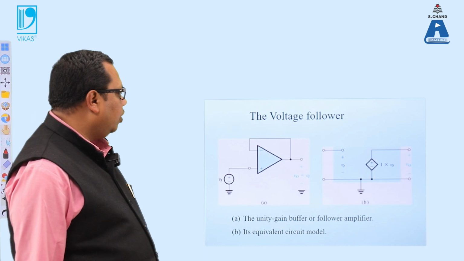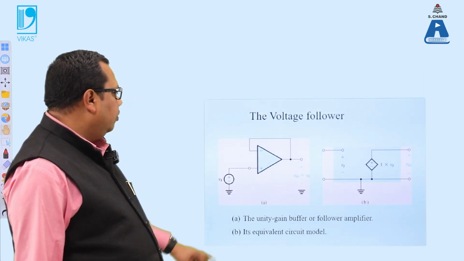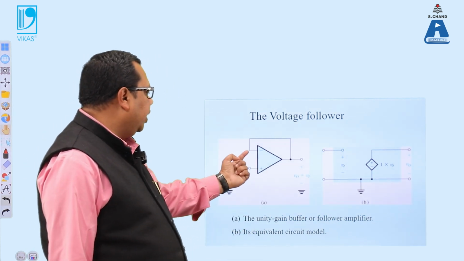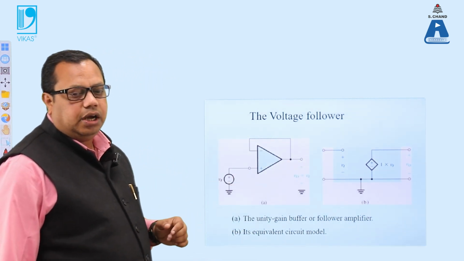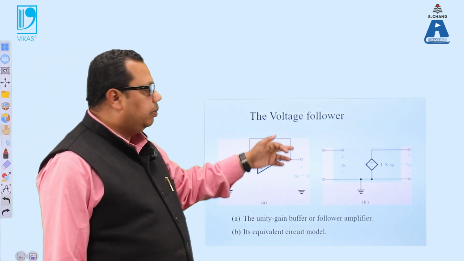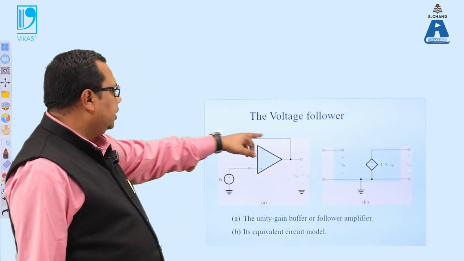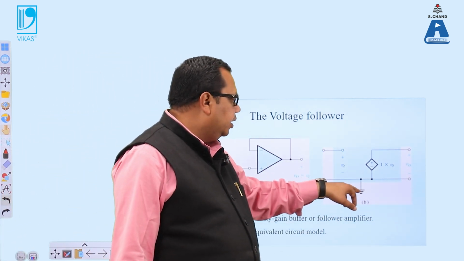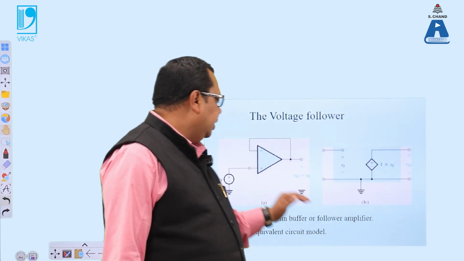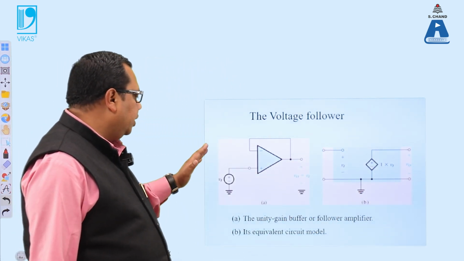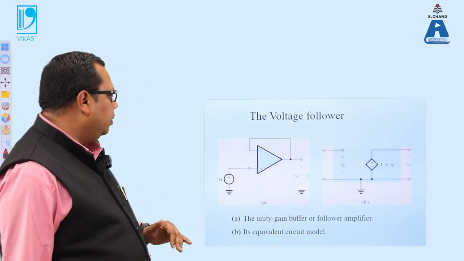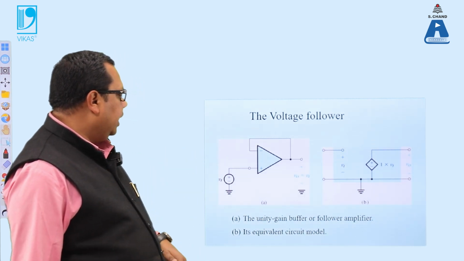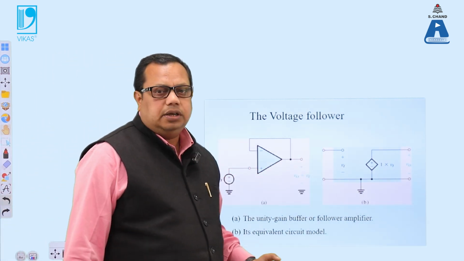Then we have the voltage follower. In the voltage follower, we can see that one leg is connected to the output. As you can see in the circuit, we give one input and this is the output, because the other leg is already connected to the output. From here we give the supply. So this is the unity gain buffer, or the follower amplifier, the input follower. This is a circuit model that we can use.